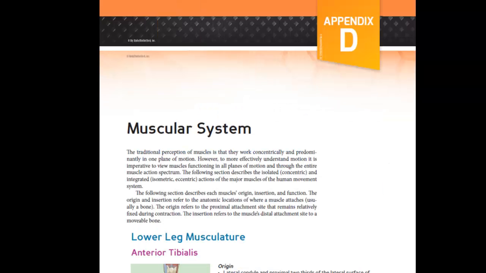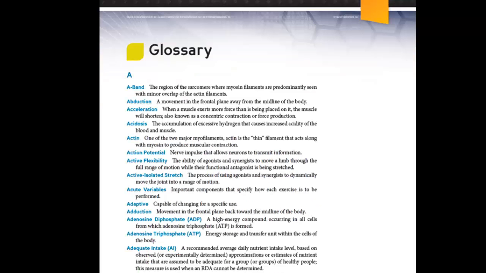Appendix D is a muscular system library. You will want to use this appendix to learn the isolated function or concentric action of the muscles. The glossary will give you definitions of certain terms used in the textbook. If you do not understand what a term means, you can look here for the definition.